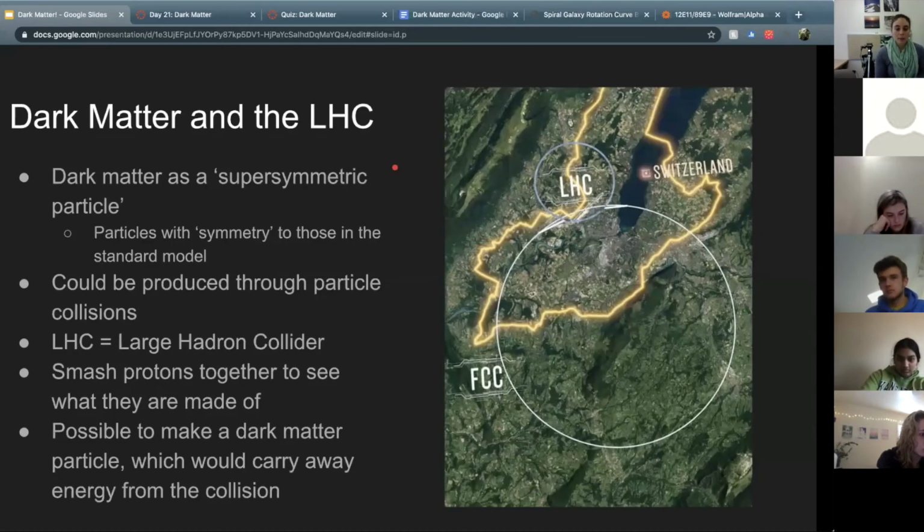The last thing I want to mention before I set you free to finish up your dark matter questions is that there's one other way we might be able to detect dark matter, and that's at the Large Hadron Collider, or the LHC. The idea is, as long as dark matter is a supersymmetric particle, and what that means is that dark matter will be produced when we slam protons together, then we could possibly see it through the experiments at the LHC.